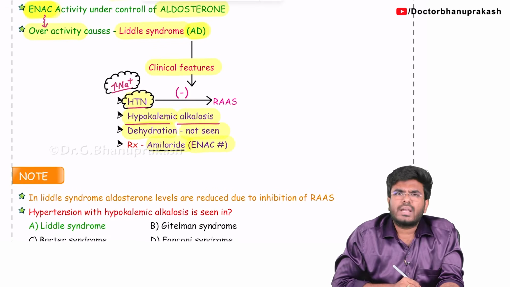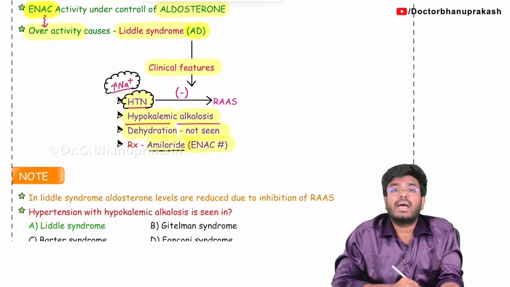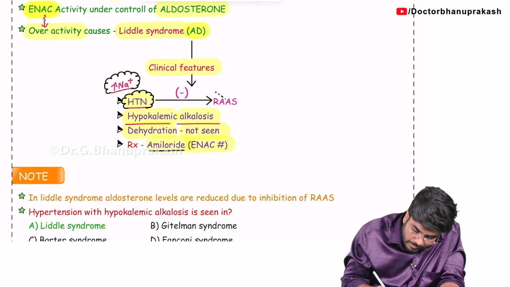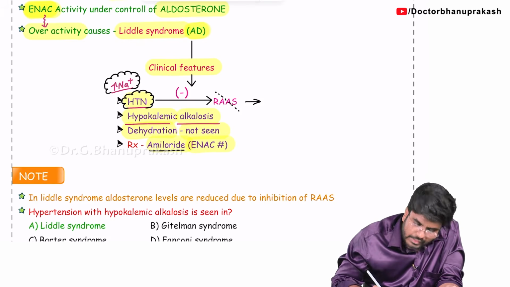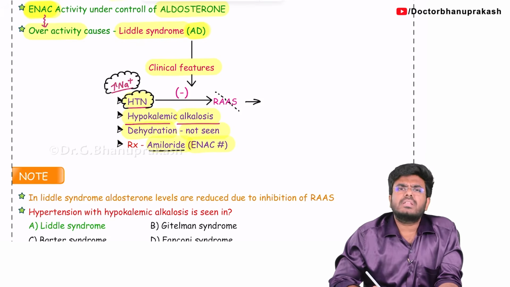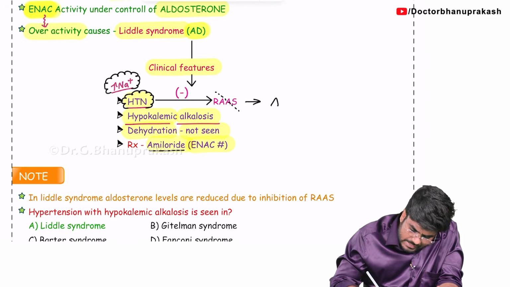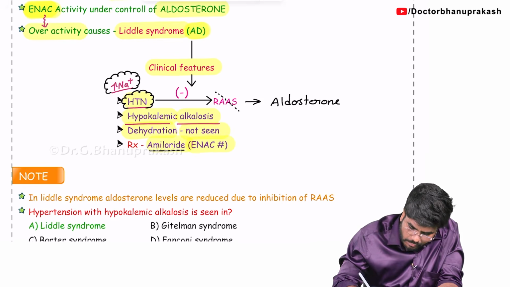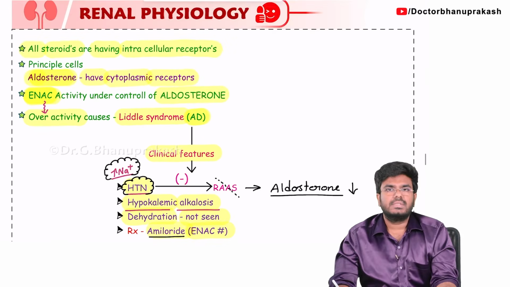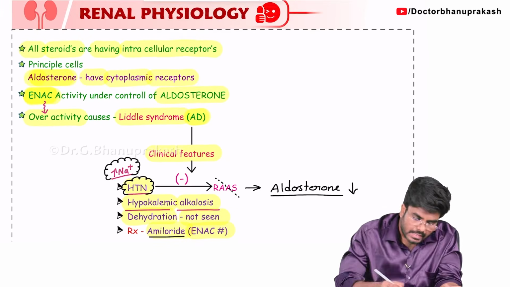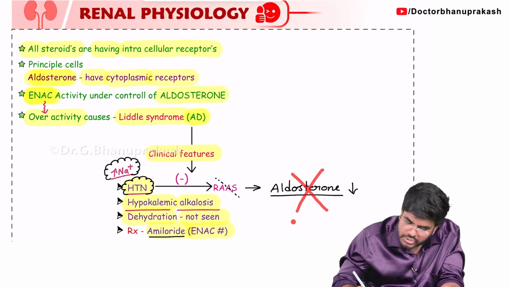So do you think the RAS pathway is activated? No, this hypernatremia and hypertension actually inhibit the RAS pathway. RAS pathway inhibited, so what happens to the renin levels? There are less renin levels. What about the aldosterone levels? Less. Aldosterone levels are going to be very, very less. That is precisely the concept: here there is no aldosterone.